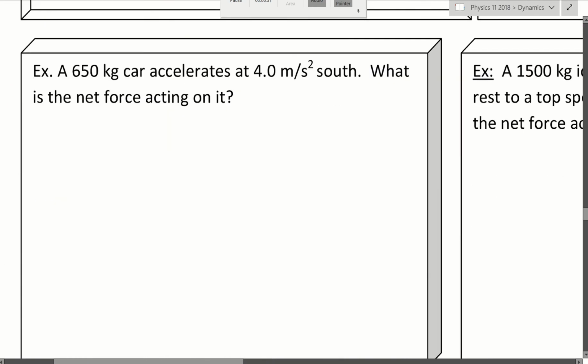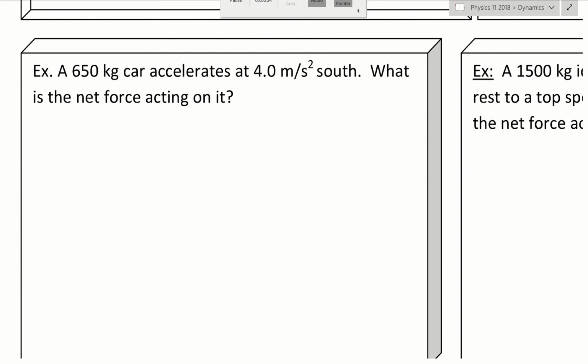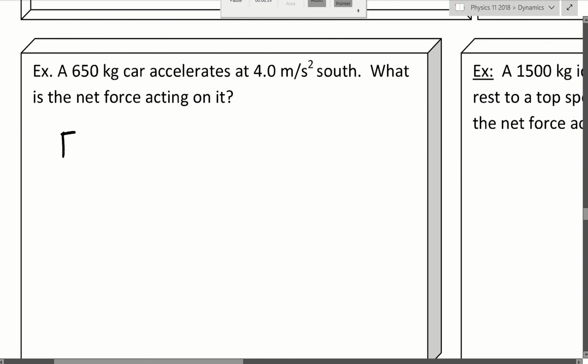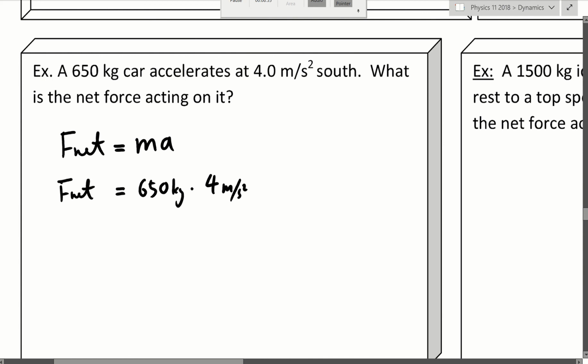Keep going. If a 650 kilogram car accelerates at 4 meters per second squared south, what's the net force acting on it? Now this one doesn't even need a diagram. F net equals ma, and the question just gave me the mass, which is 650 kilogram, and the a, 4 meters per second squared. The unit works out. So to find the net force, which is whatever remains on it, the net force is roughly 2600 Newton. But we need a direction. Since the acceleration is to the south, my net force is also to the south.